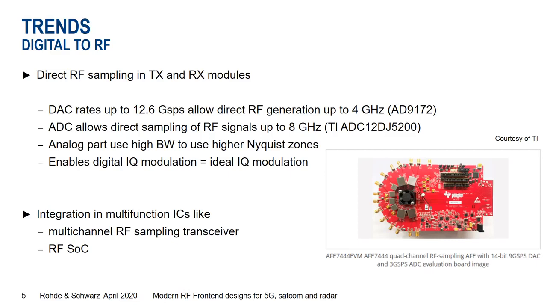Obviously, integration is also going on big times on the data converter side. So what we see here is not only single channel data converters, but multi-channel RF sampling transceivers, as they are called. So they include multiple transmitters, multiple receivers. In other words, multiple D2A, multiple A to D converters. All in parallel, all integrated into one chip.